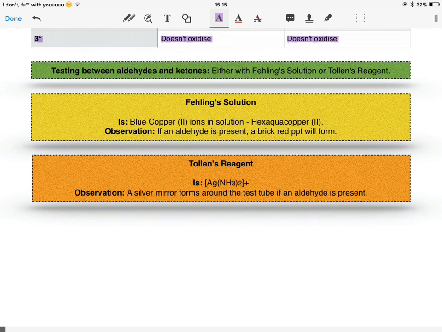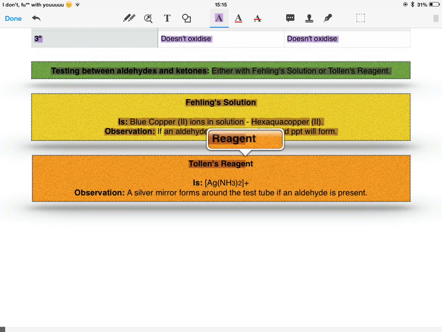So testing between aldehydes and ketones is done with either Fehling's solution or Tollens' reagent. So with Fehling's solution, what this is is blue copper 2 ions in solution, and for you second year lot, that's hexaaqua copper 2. Again, if you're in AS, don't worry about that. The observation for this is if there's an aldehyde present, a brick red precipitate will form. Obviously then, if it's a ketone, nothing will happen.